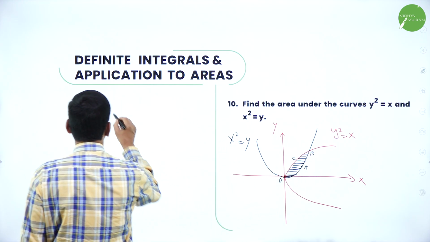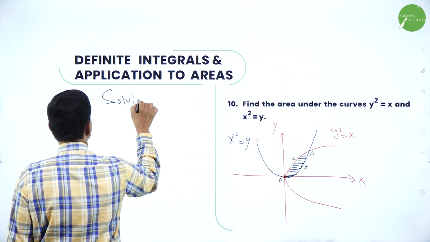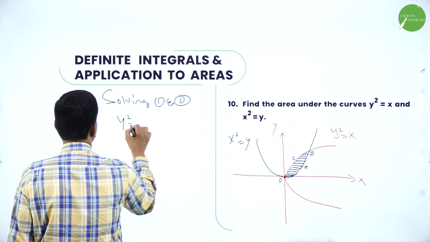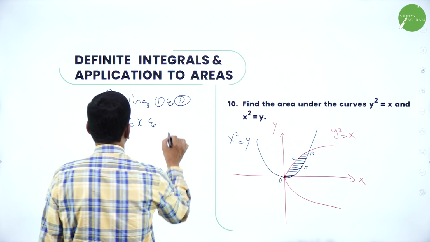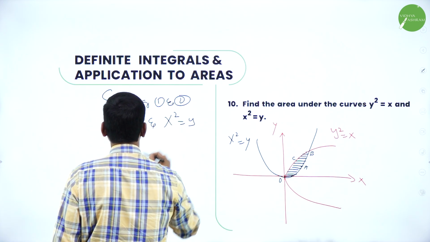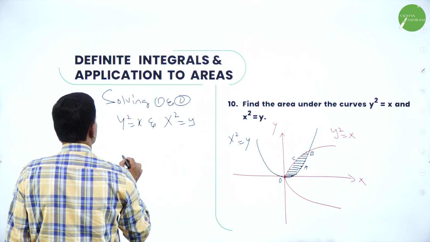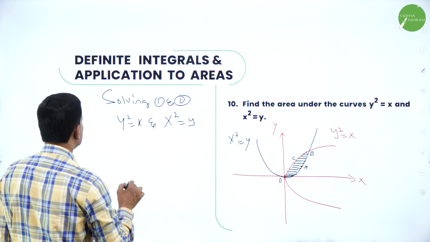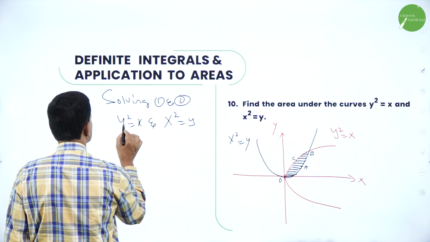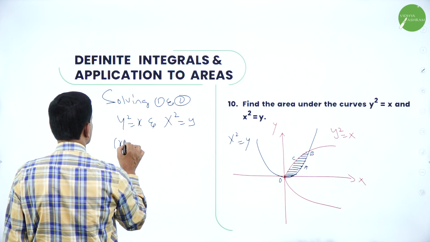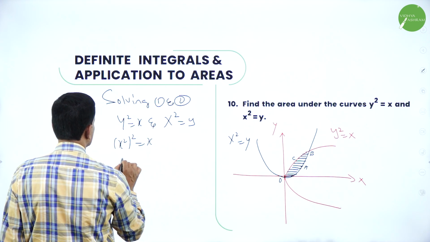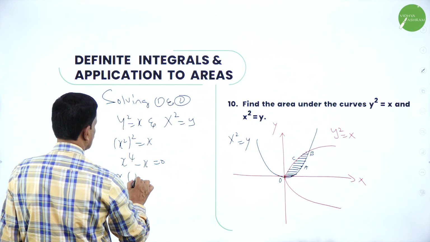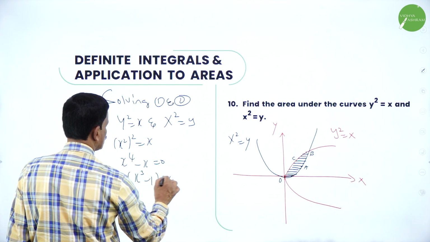Solving 1 and 2. What is equation number 1? Y square is equal to x. Another one is x square is equal to y. Substitute the value. So y square is equal to x and x square is equal to y. Just substitute the value of y, that is y is nothing but x square, whole square is equal to x. So x to the power of 4 minus x is equal to 0. You can take x common factor. X into x cube minus 1 is equal to 0.